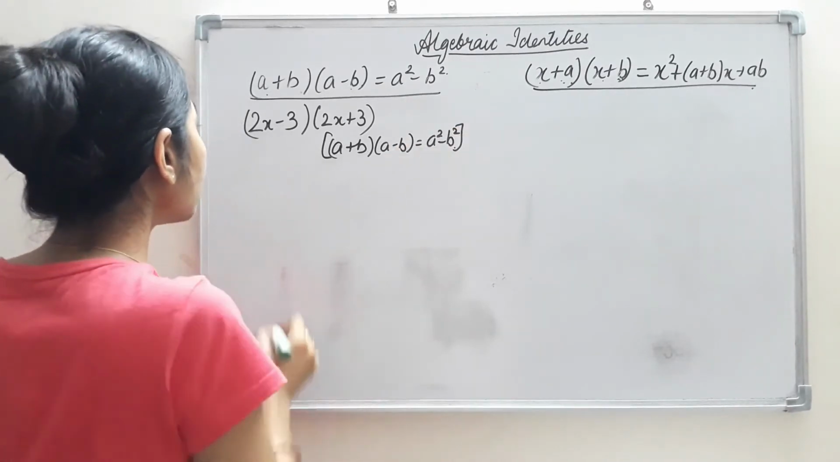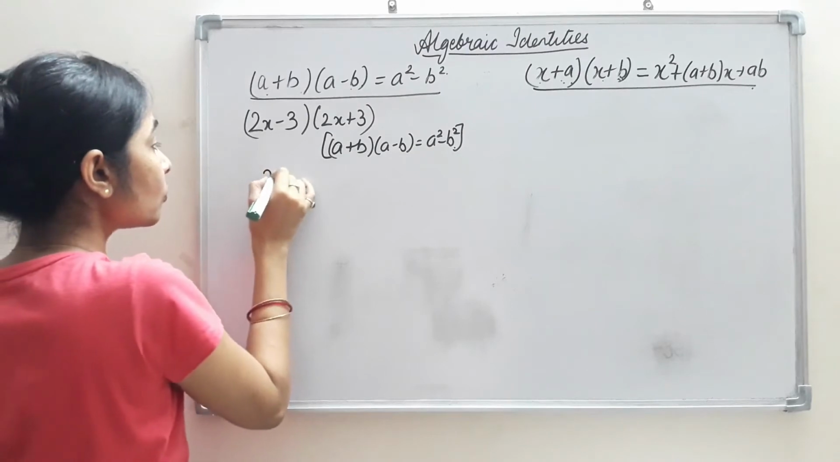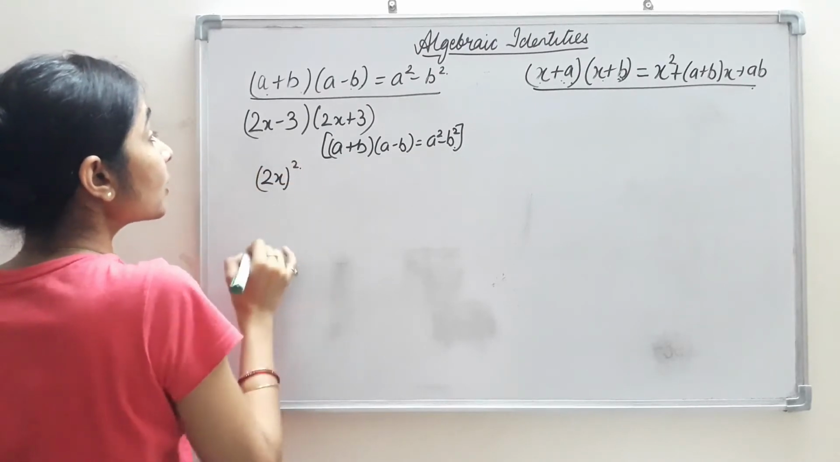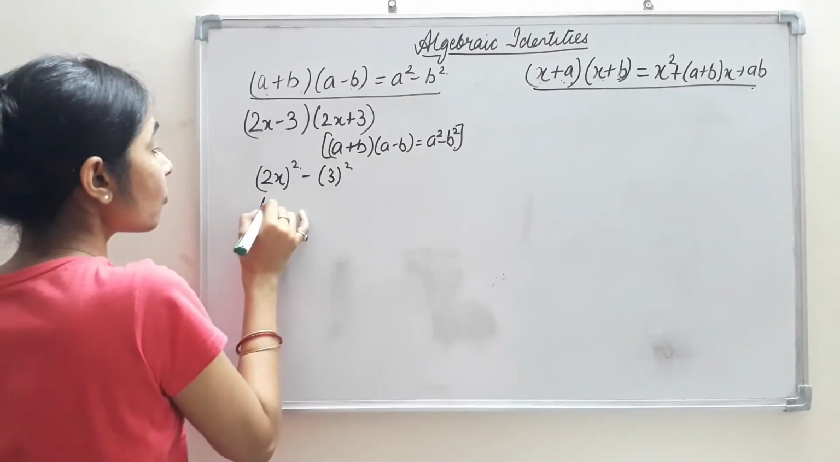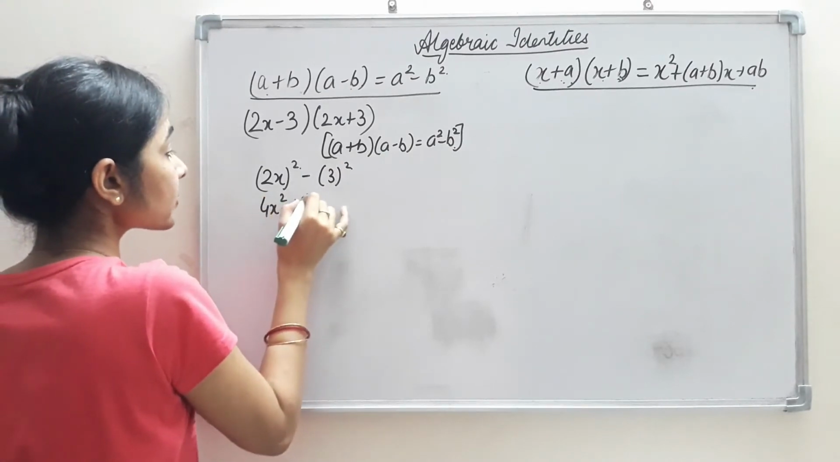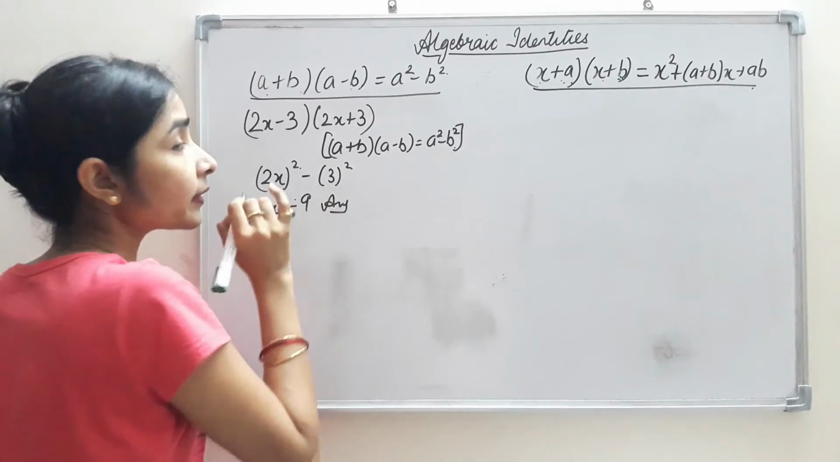So what do we get? The square of 2x, so (2x) whole square minus 3 square. So our answer will be 4x square minus 9. That is our final answer.